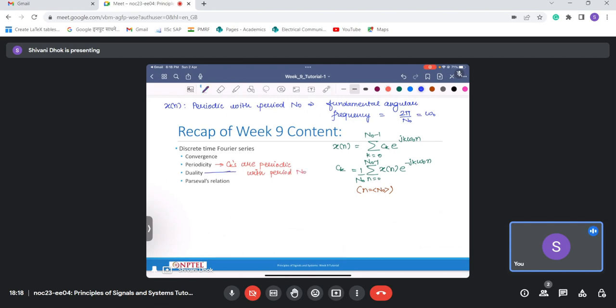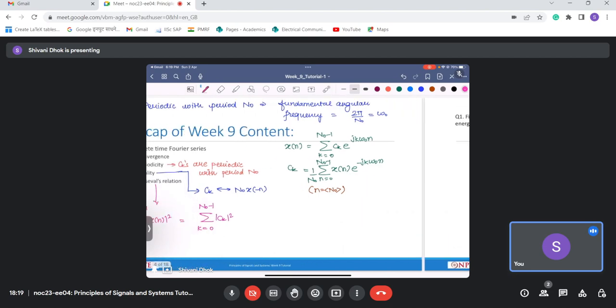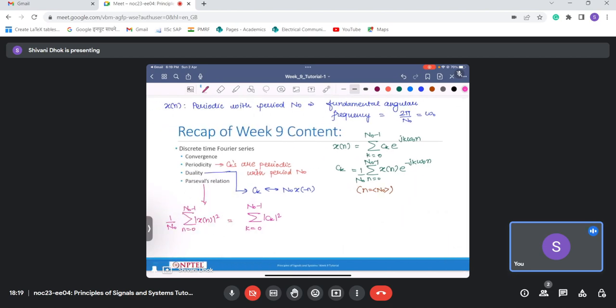Next thing is the duality concept. So what we have is this ck, if it is in time domain, its Fourier series coefficients will be x of n naught into minus n. And the last one is the Parseval's relation. So it says that 1 by n naught, n running from 0 to n naught minus 1, magnitude x n square, is equal to summation k running from 0 to n naught minus 1 of magnitude of ck square. So this is the Parseval's relation. So this is all about the content that was covered in week 9.